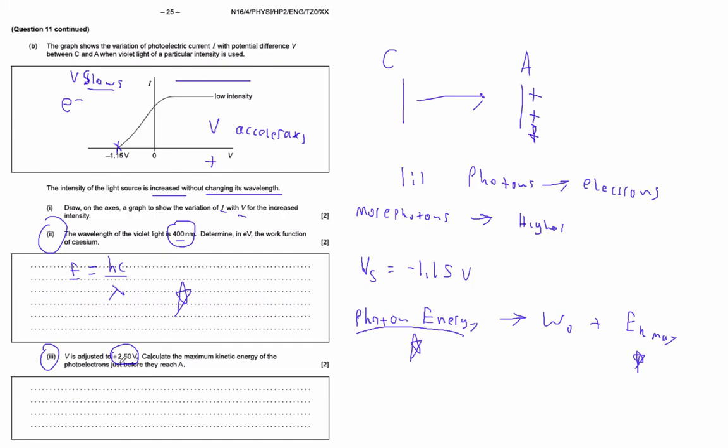Calculate the maximum kinetic energy just before they reach A. So now it's going to be the energy of those photons that you figured out here, plus 2.5 volts. So figure out what that photon energy is. It'll be the photon energy plus the 2.5 volts, rather than minus. Okay, I think that's it.